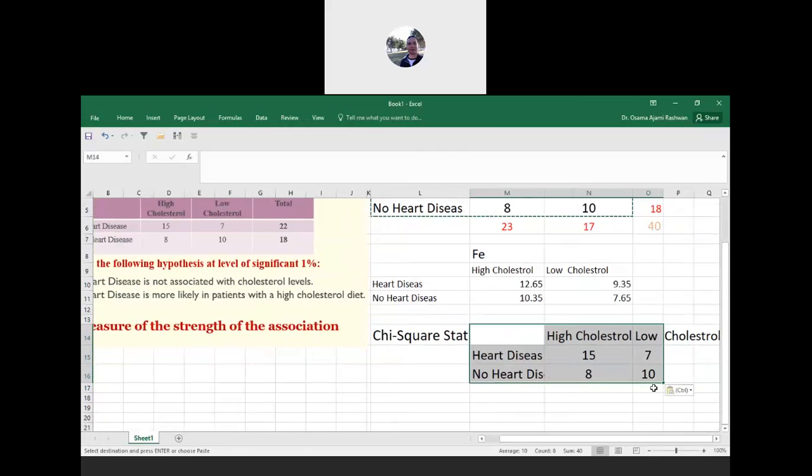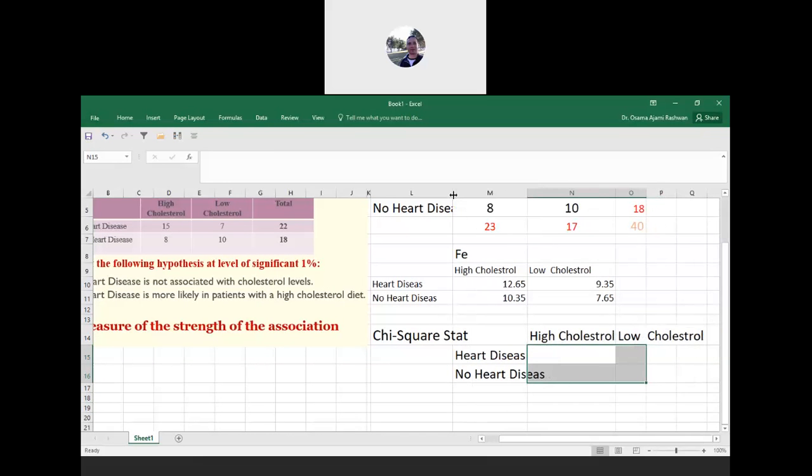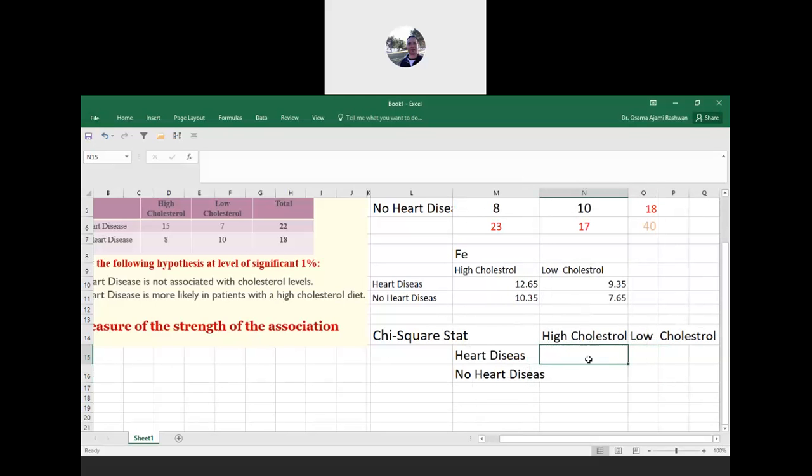Now, I'm not going to take this one. I'll go for the chi-square for each cell, right? Okay, I'll go for this one. What is the chi-square for this one? I press equal, okay?